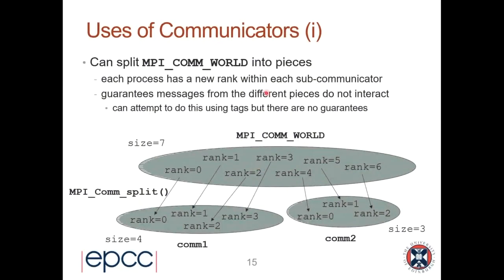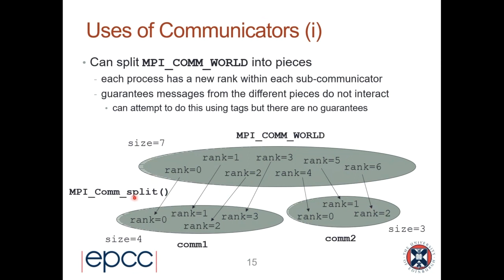To split MPI_COMM_WORLD into pieces, there is a routine called MPI_Comm_split. You can look up the syntax if you want, but you can take a communicator and split it into two. So I might want to split my machine in software. I want ranks 0, 1, 2, 3 of COMM_WORLD to do one thing, and 4, 5, and 6 to do something else. And I want them, when they send messages, to be completely ring-fenced from each other.